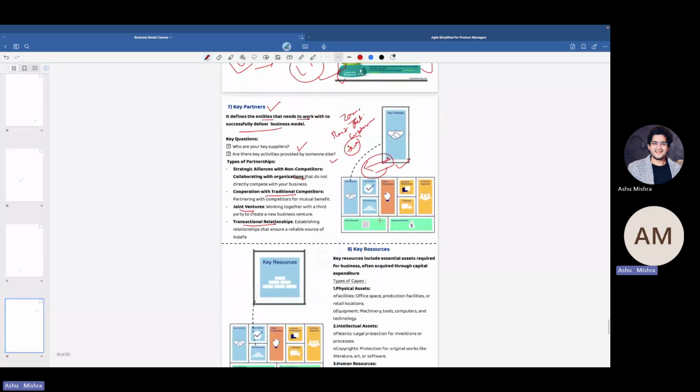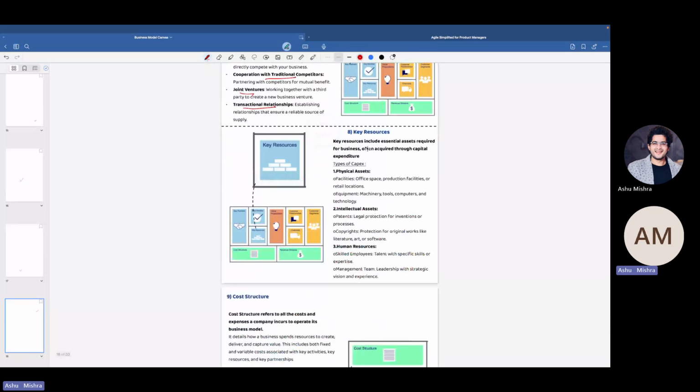Now coming on to the key resources, guys. Now what are key resources? Key resources include essential assets required for business, often acquired through capital expenditure. So what is capital expenditure, guys? Capital expenditure is the one that you buy via money, right? Or via some kind of collateral or bank guarantee, etc.